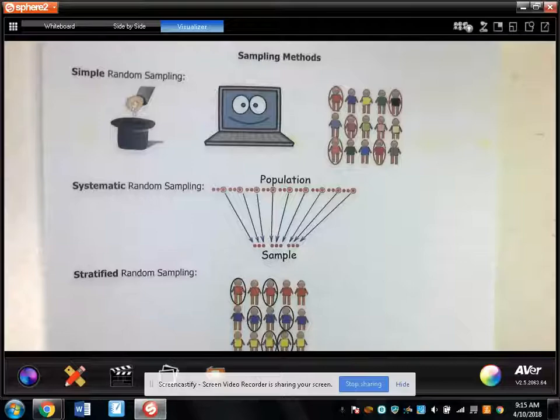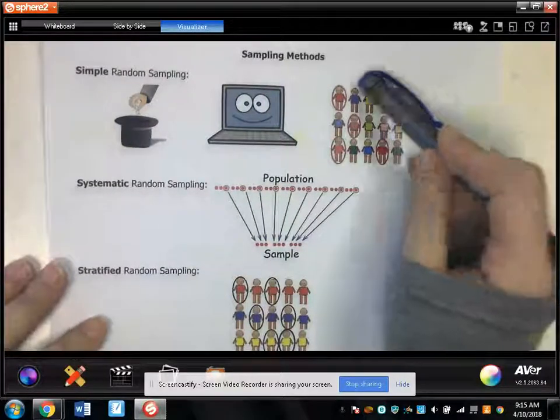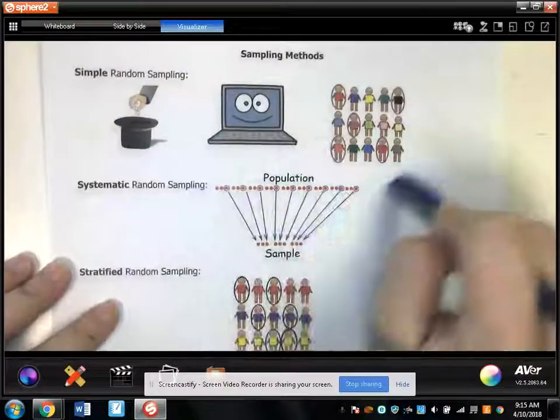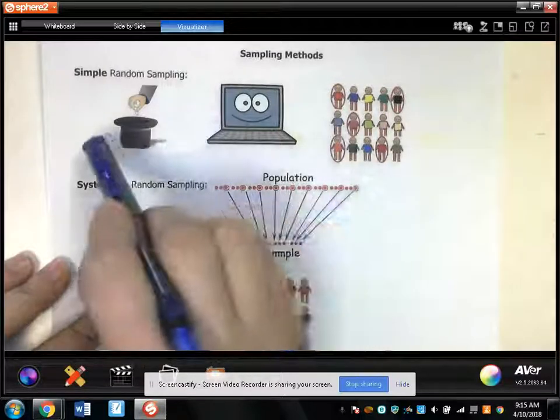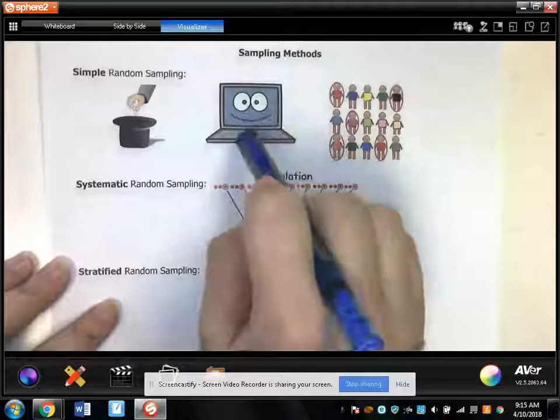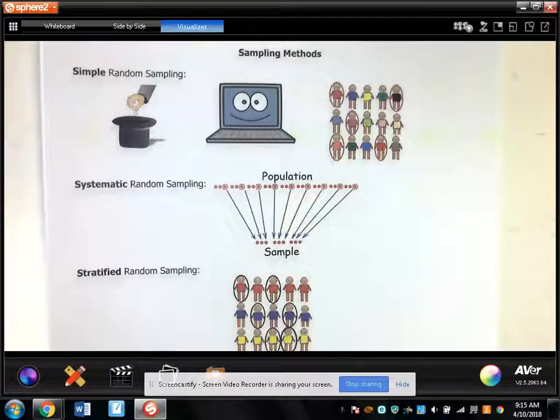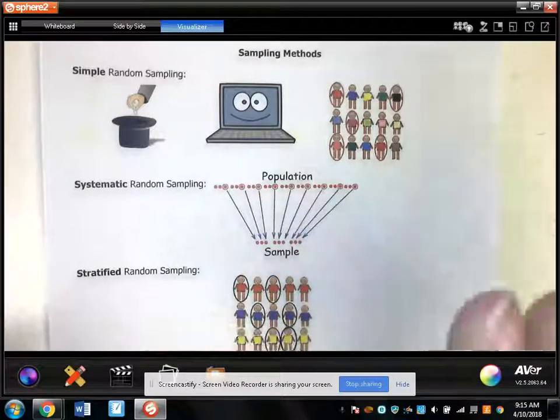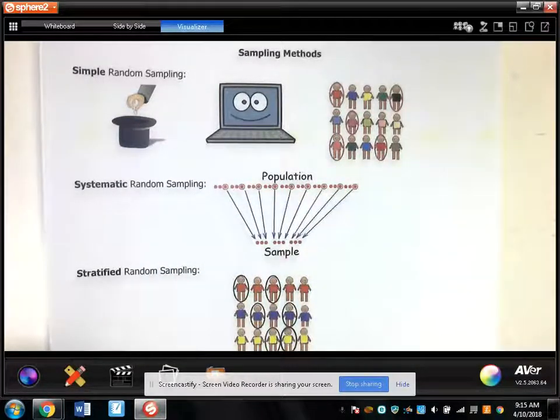So a simple random sampling would be if the entire population was given a number or was put in a name into a hat or a simple number generator and they were randomly chosen. That's how you would get a simple random sample. Sometimes I do this in class when I pull popsicle sticks out that have your names on it. I just pull them out of the cup and it's a simple random sample.